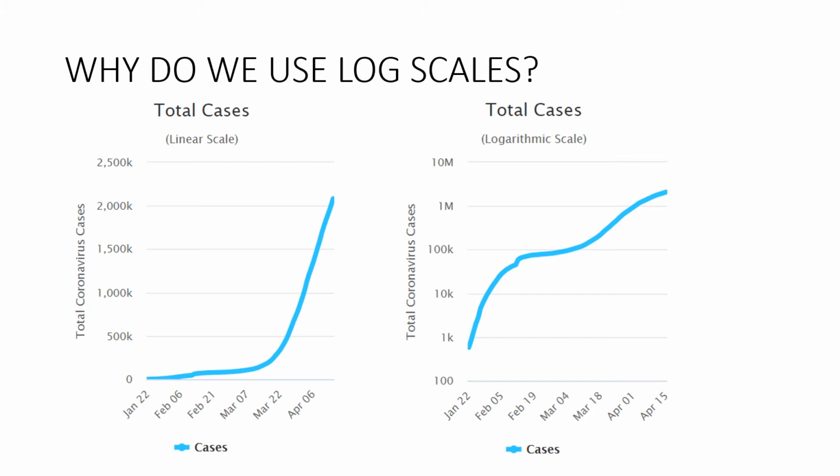Okay, well, it's pretty easy to understand. Let's have a look at this one on the left. This is a linear scale because it goes up by the same amount each step. So this is going up by 500,000 each time.